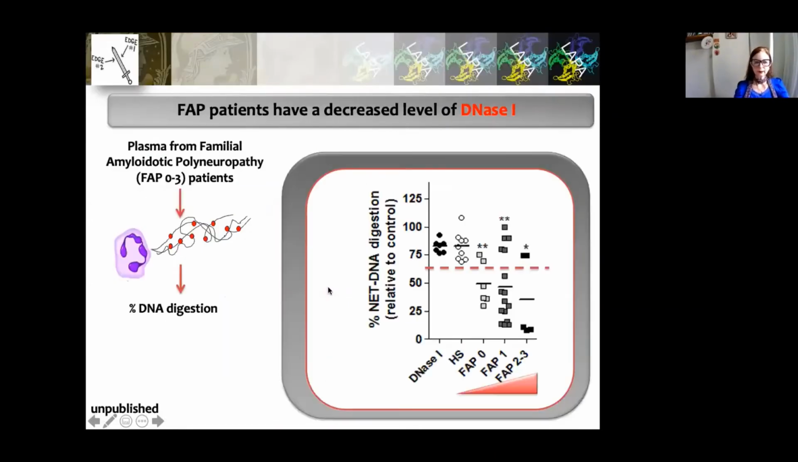Just to show you some interesting data, again not published. We have this cohort of FAP, familial amyloid polyneuropathy patients.